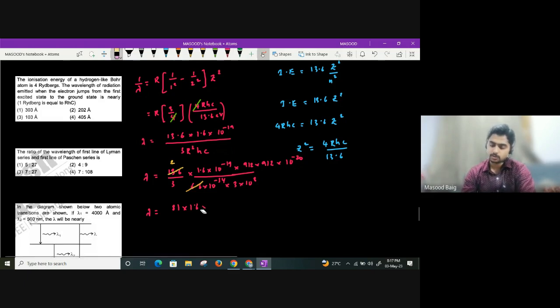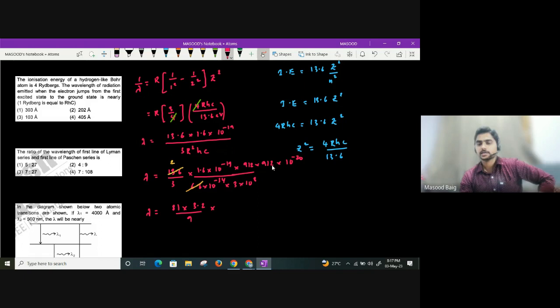So 81 into 3.2 I will write directly, and in the denominator you have 9. In the numerator I took it as 900 and 900, so 10 power 4 we will get, 10 power minus 16, and in the numerator we have 10 power minus 35, guys. And in the denominator what will you have? In the denominator I will have 10 power minus 26. Yes or no?